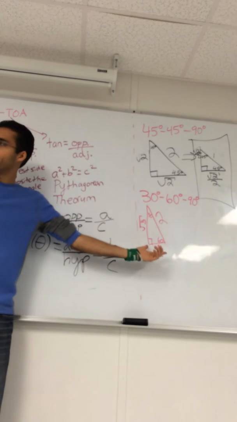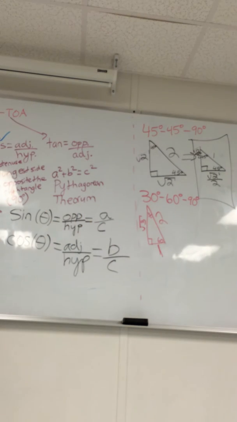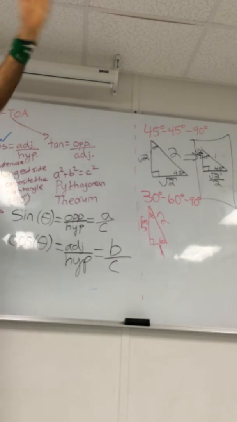Yep, I need the smallest side to be 1. I need the biggest side to be 2. I need the middle side to be square root of 3. 1, 2, radical 3. Say it to yourself a million times. 1, 2, radical 3, and that's how you're going to learn this.